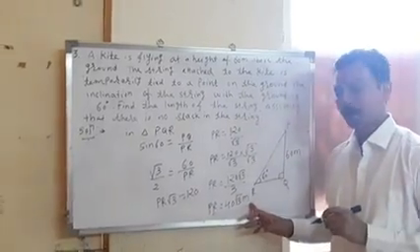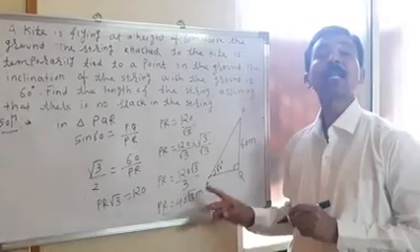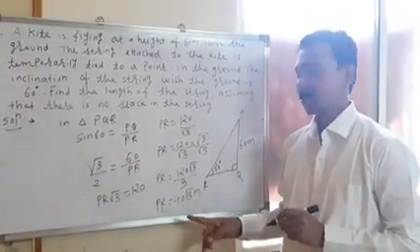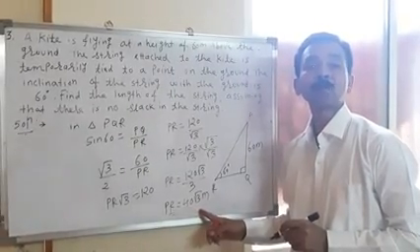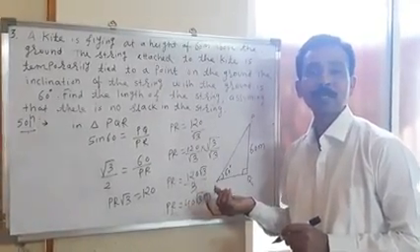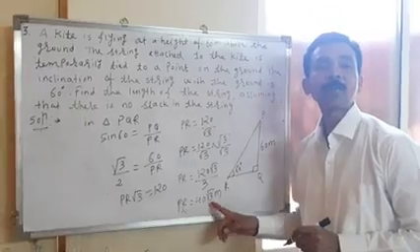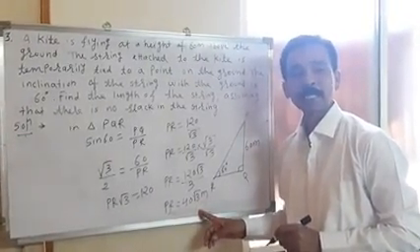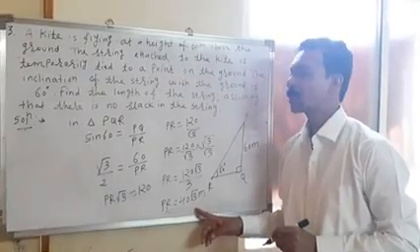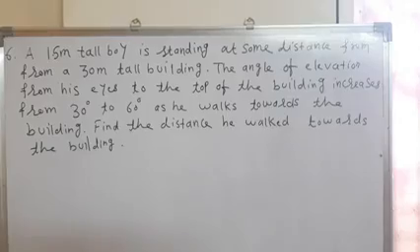One more thing you have to keep in mind: in the board exam, in the last step, you can place the value of root 3 as 1.732 or whatever value is given in the example. That value you have to take and then do the multiplication. But even if you keep it like this, 40 root 3 meters, it is still 100% correct. So this is the method of this sum. Understood?